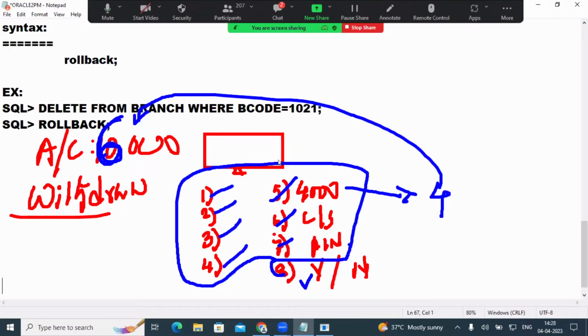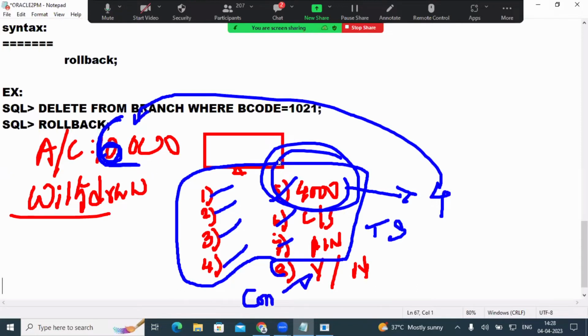After commit, what does it say? Your transaction success or failure? Transaction success. Transaction success means your output: 4,000 rupees will come to you now, and the remaining balance is 6,000. Yes means, as I said yesterday, yes is nothing but commitment. Yes is nothing but commit. So commit means your transaction is successfully done and output taken. The balance amount is showing.